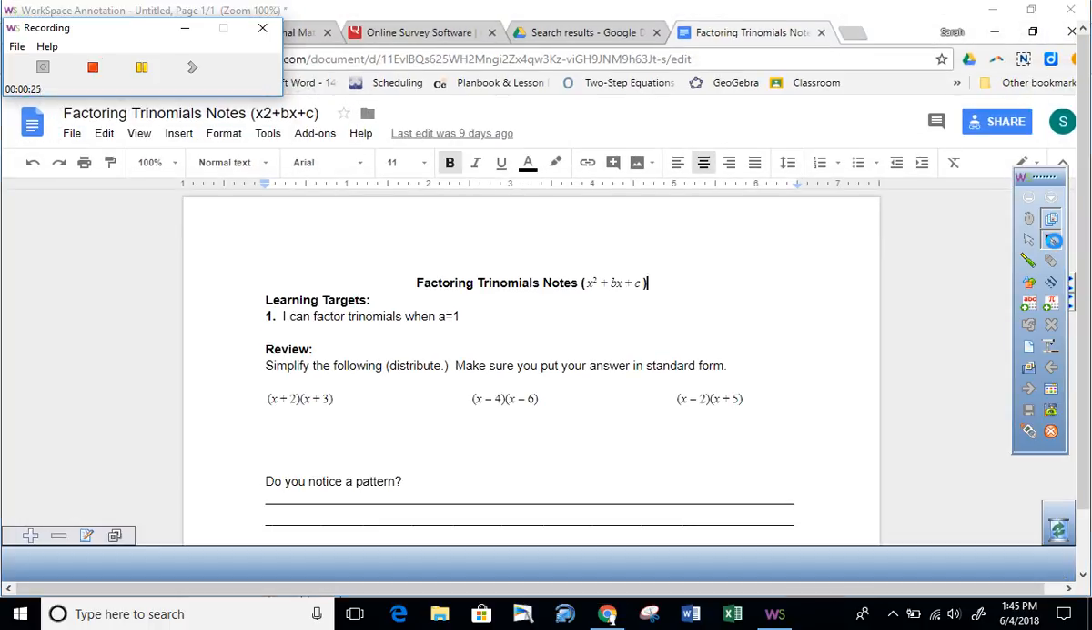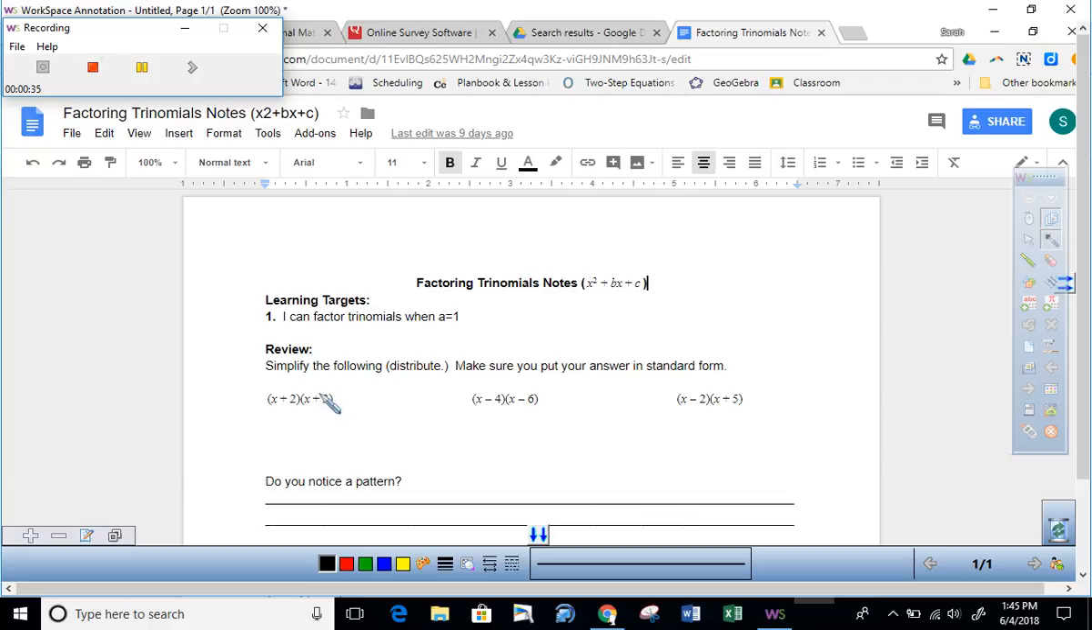There we go. Okay. So your goal today is to be able to factor trinomials, and you don't have to worry about GCFs. So remember, I normally would give you something like this, and I would ask you to multiply it out, to distribute.